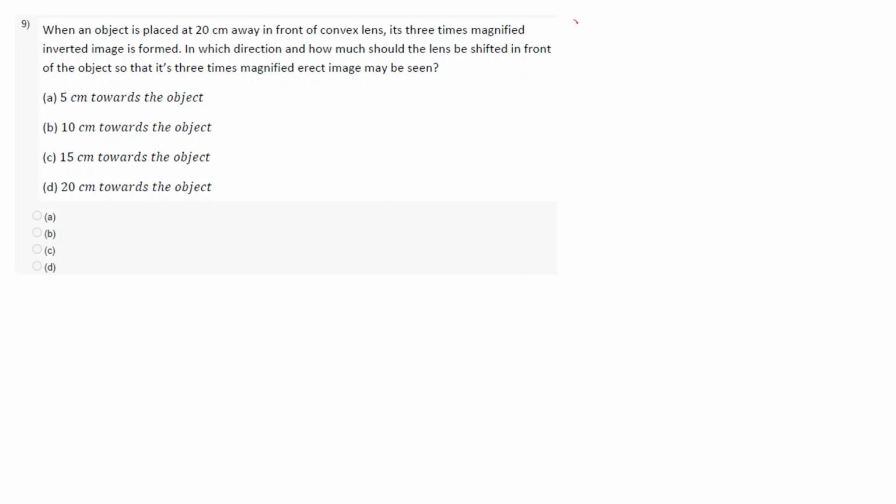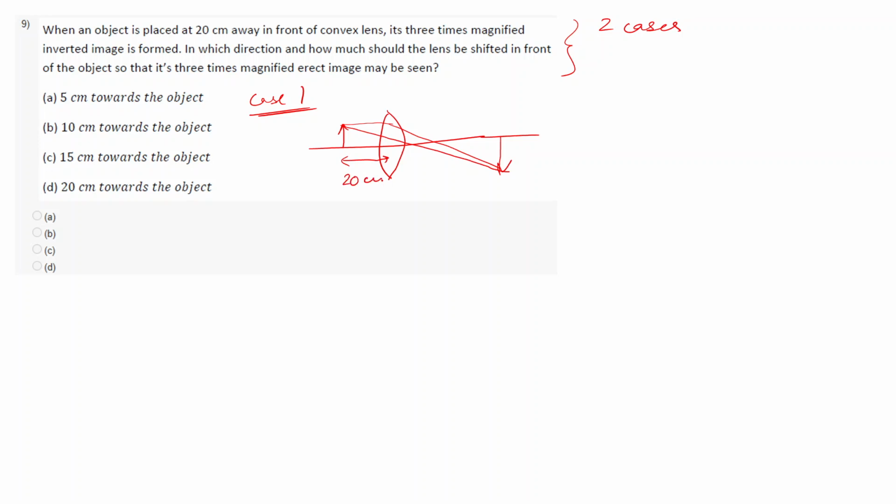So here there are actually 2 situations or 2 cases we need to understand. We have a convex lens. For case 1, object is placed 20 centimeter in front of convex lens, and we get a magnified inverted image forming, which means a real image, which is 3 times magnified.